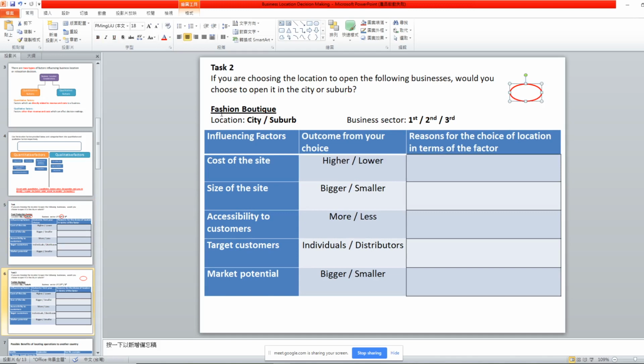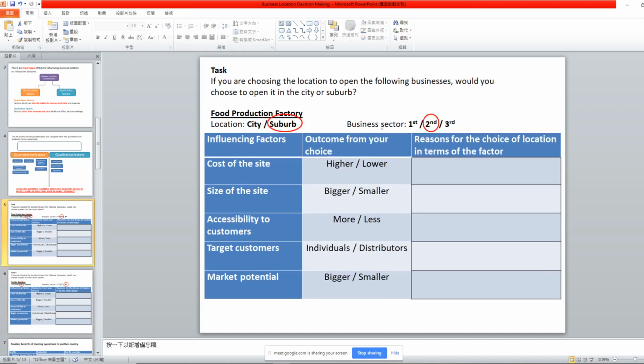Talking about fashion boutique, what business sector is that? A fashion boutique. Okay, city. The third one, tertiary. Very good. So I'm going to put a circle on city. Now we have identified the business sectors for both of the cases and also the location for both of the cases. Then can you please use 10 minutes to finish the two tables?